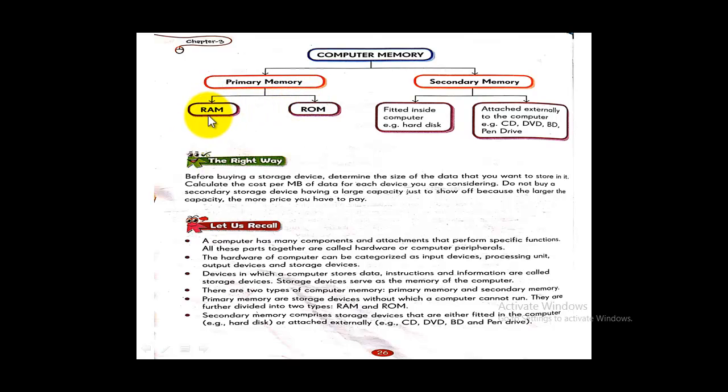The full form of RAM is random access memory, and the full form of ROM is read only memory. So primary memory has two types, RAM and ROM. The next one is the secondary memory.